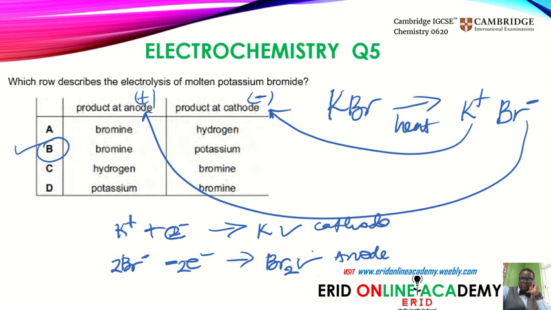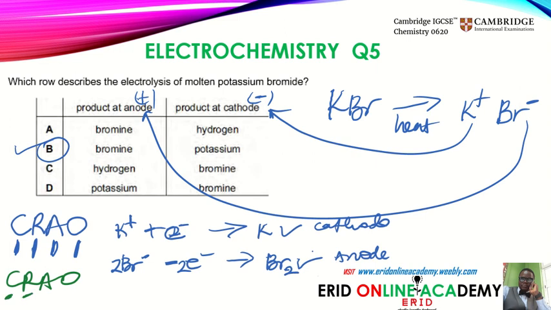Your mnemonic for recalling what happens at the cathode and the anode is basically simple. You can use CRAO. CRAO simply means at the cathode you have reduction, while at the anode you have oxidation. Let me take that again. Use CRAO. At the cathode you have reduction, while at the anode you have oxidation. I'm pretty sure this run through the 5 questions has been helpful.